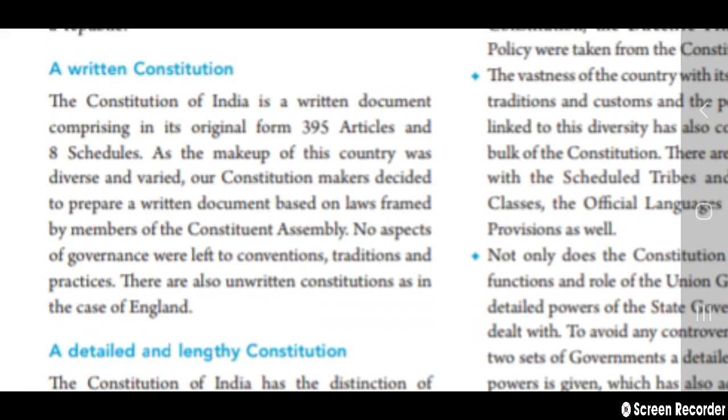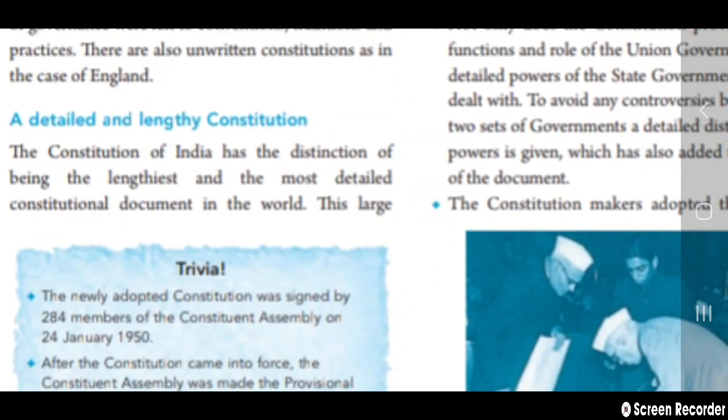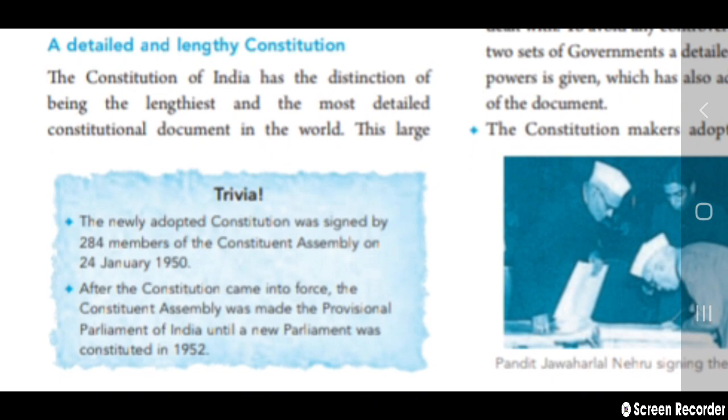No aspects of government were left to convention, tradition and practices. There are also unwritten constitutions, as in the case of England. Next, a detailed and lengthy constitution.